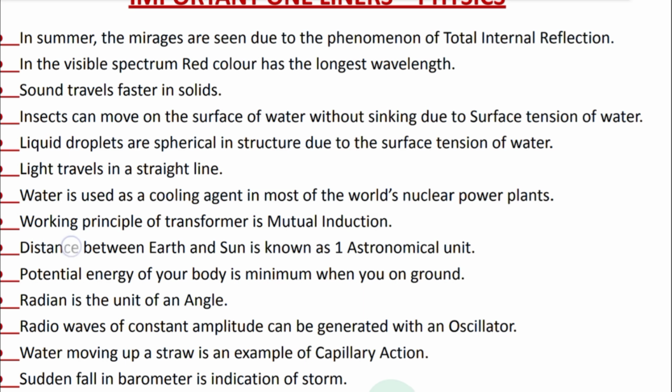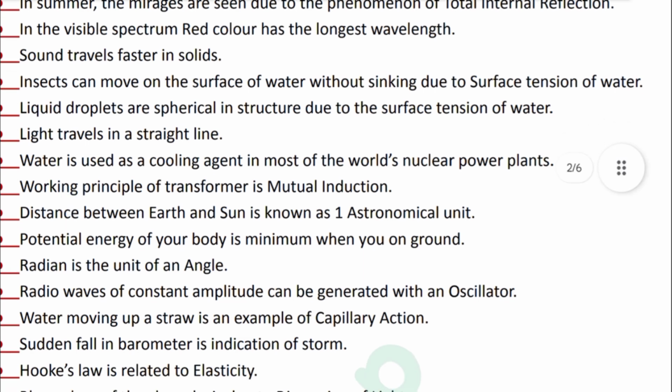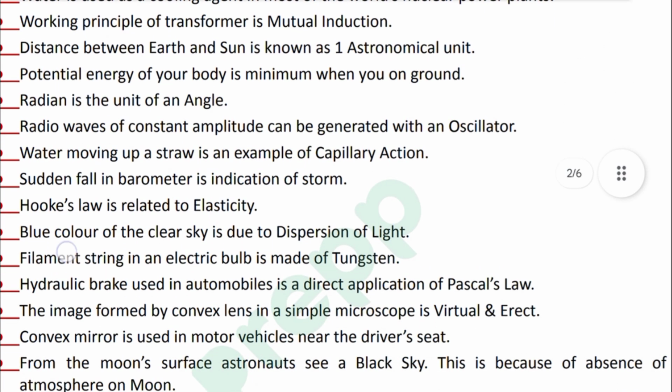Radian is the unit of angle. A radio wave of constant amplitude can be generated with an oscillator. Water moving up a straw is example of capillary action. Sudden fall in barometer is indication of storm. And Hooke's law is related to elasticity.